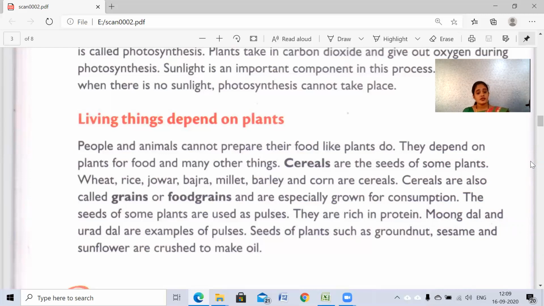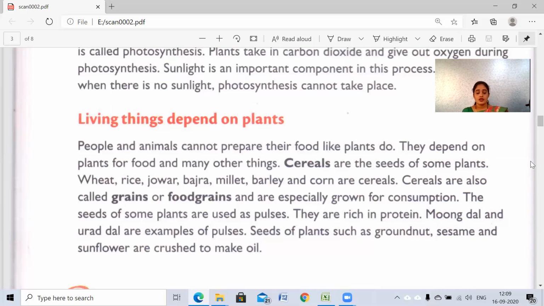So these are usually meant for eating purposes or for consumption. The seeds of some plants we call pulses. Example, moong dal, urad dal. Different dals are examples of pulses. They are rich in proteins. Yes, they are rich in protein content.